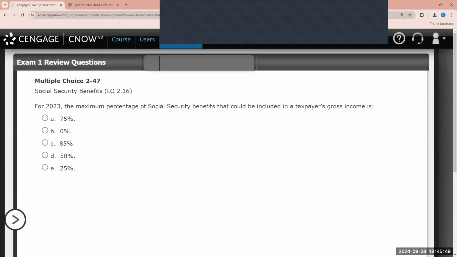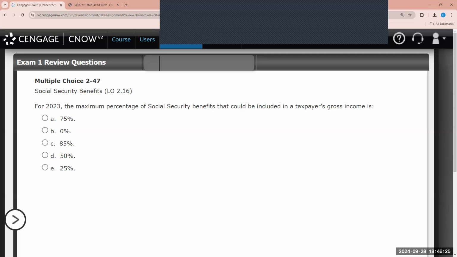Here it asks us about Social Security benefits. It's saying for 2023, the maximum percentage of Social Security benefits that could be included in a taxpayer's gross income is. Some taxpayers may exclude all of their Social Security benefits from gross income. However, most middle income and upper income Social Security recipients may have to include up to 85% of their benefits in gross income. There's a specific formula, which is called calculating the provisional income.